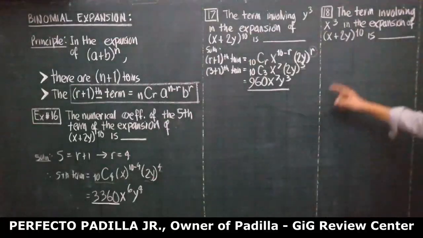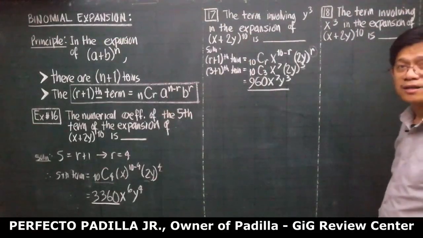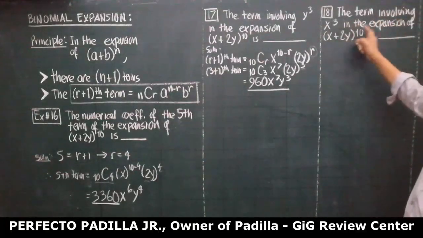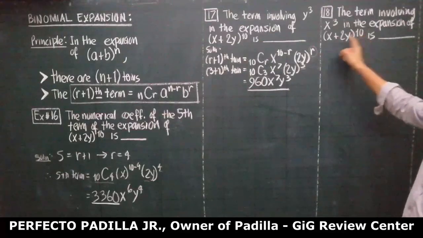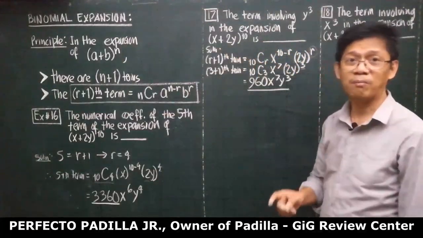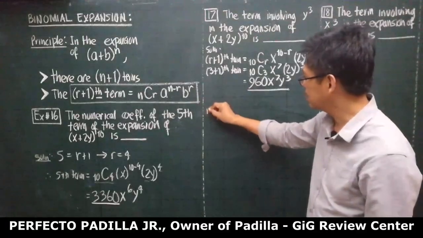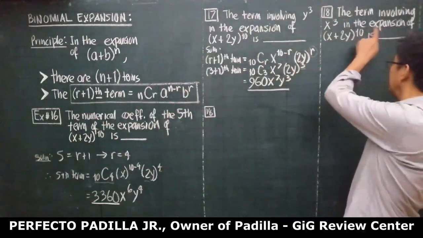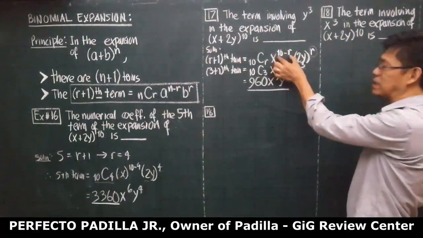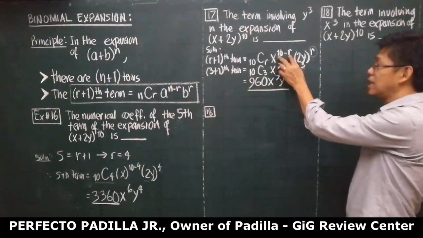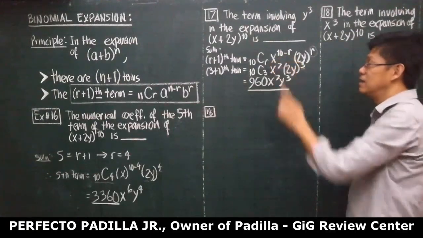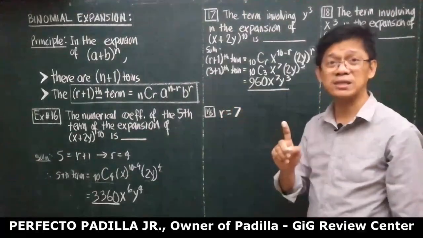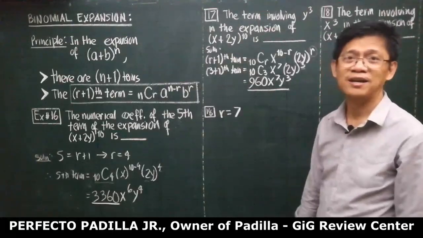What about etong next problem, number 18? Okay? Dito ko na lang lagay yung solution, ha? The term involving x cube in the expansion of x plus 2y to the 10, pares lang, is blank. So, in number 18, ang kailangan lang natin dito is x to the 3rd. Para maging 3 to, ano dapat yung r? 10 minus 7 dapat. Di ba? Para 3. So, therefore, your r is equal to 7. Basta alam mo na yung r. Tapos na yung problema. Okay?